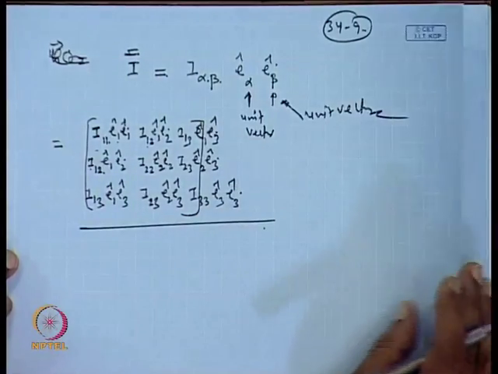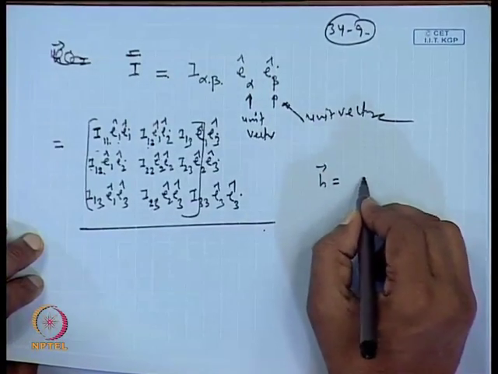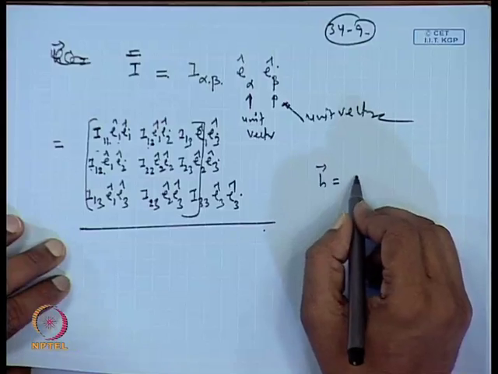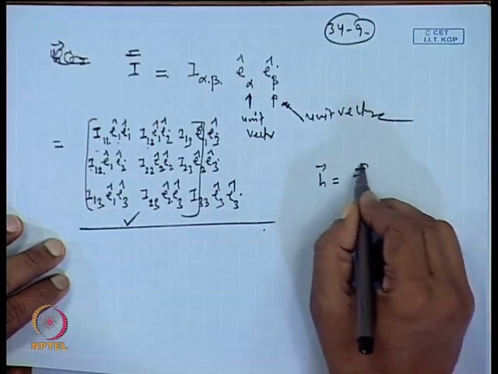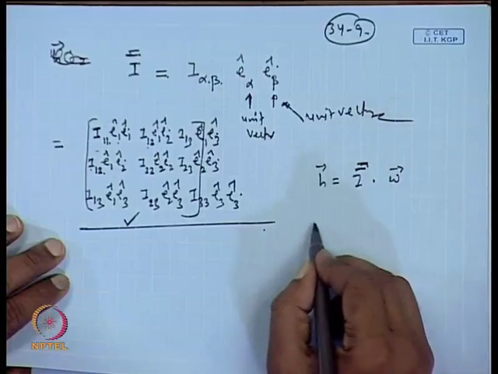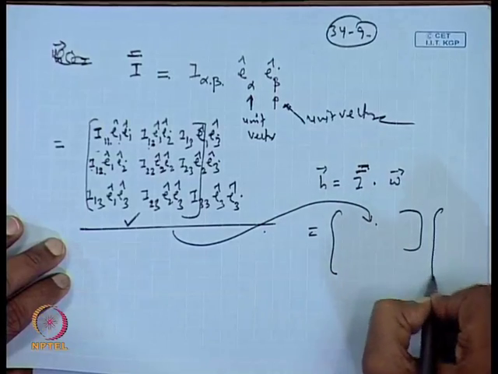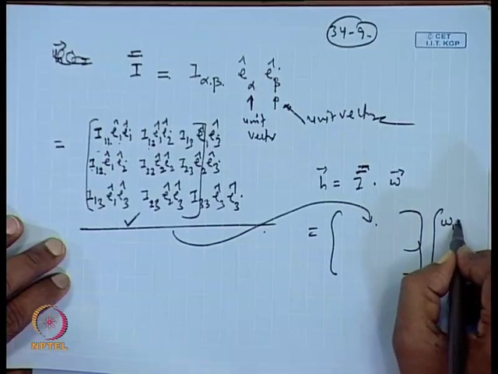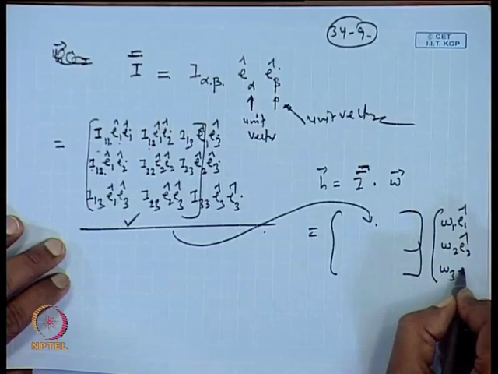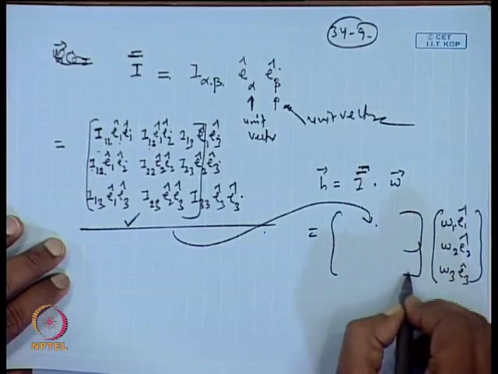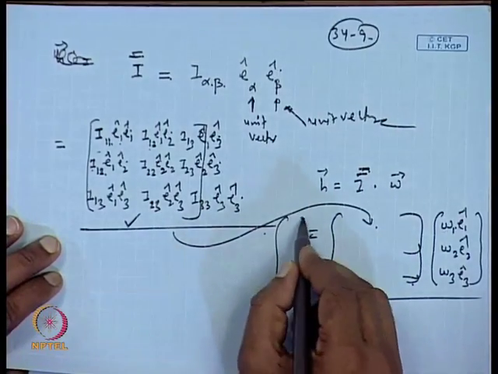So, this is your inertia dyadic, and what you are doing is writing H as the product of this inertia dyadic and omega. In matrix notation, the same thing, you need to place here in this place, and your omega is omega 1 E 1, omega 2 E 2, and omega 3 E 3. Take the matrix product and you will get the result for H.